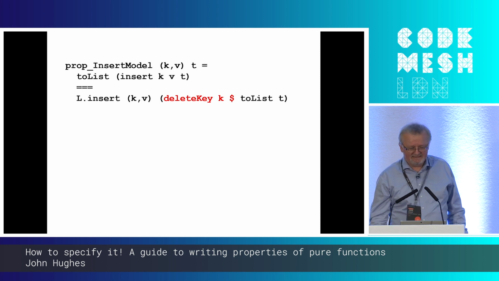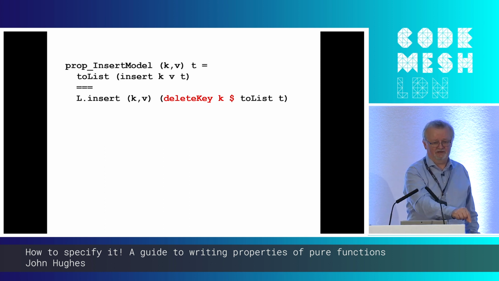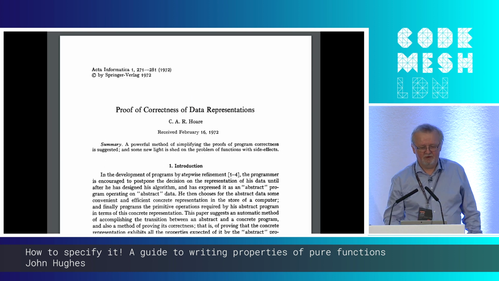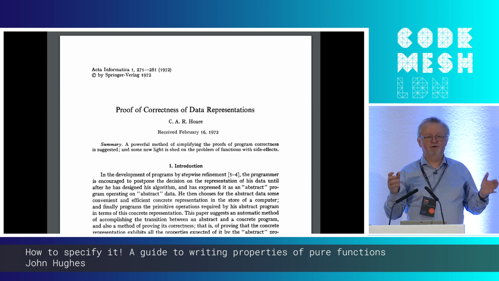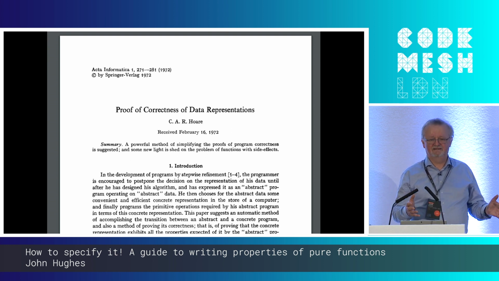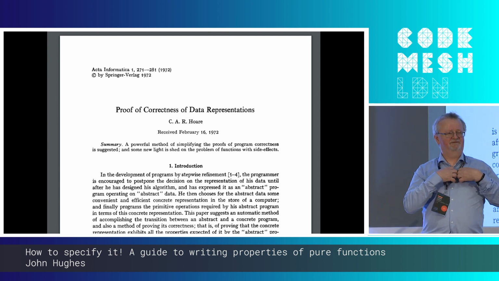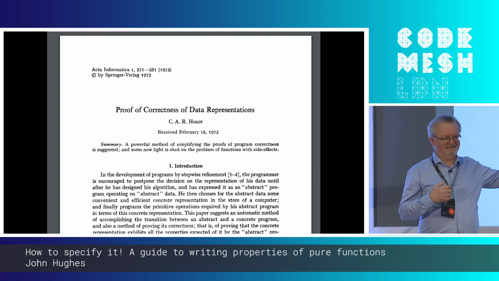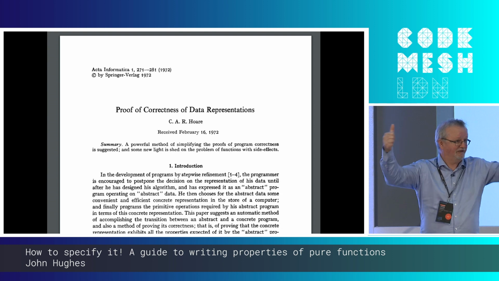What I love about this is this idea of using an abstract data structure and abstract operations. It comes from a paper by Tony Hoare in 1972, a classic paper on proving the correctness of data representations. And this is something that I personally find extremely satisfying, that I can take proof ideas from the 70s and turn them into highly effective tests. It's great.